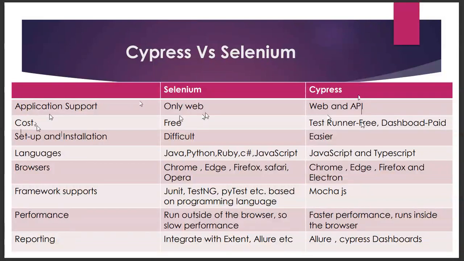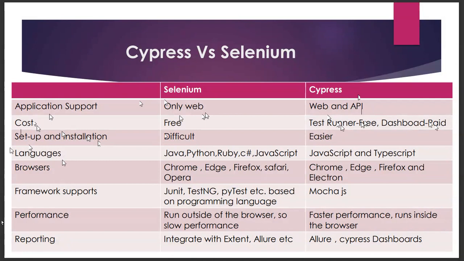If I talk about the cost, Selenium is free. Cypress has some paid features: the dashboard feature is paid. The dashboard maintains history and data of your test cases, and the test runner is totally free. If I talk about setup and installation, Selenium has a difficult installation as compared to Cypress.